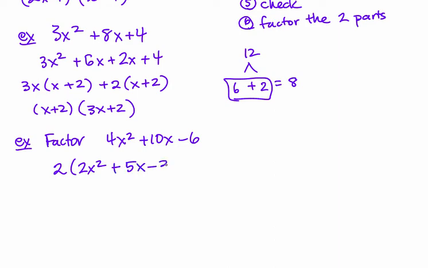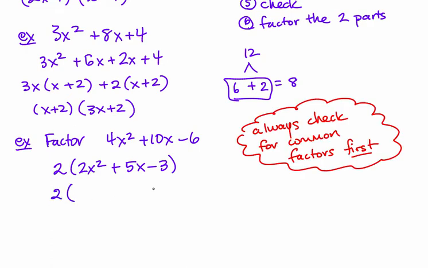Always check for common factors first. And now I continue. So 2 times negative 3 is negative 6. Two factors of negative 6 that add up to positive 5 are negative 1 and positive 6. Those multiply, those add. And so I can decompose. I get 2x squared minus x plus 6x minus 3.